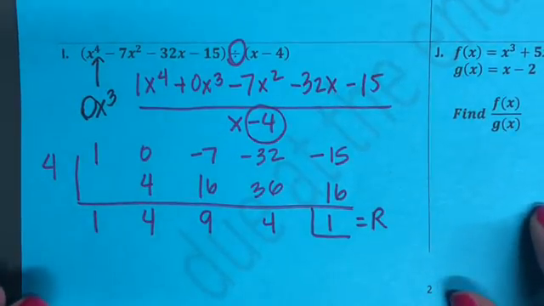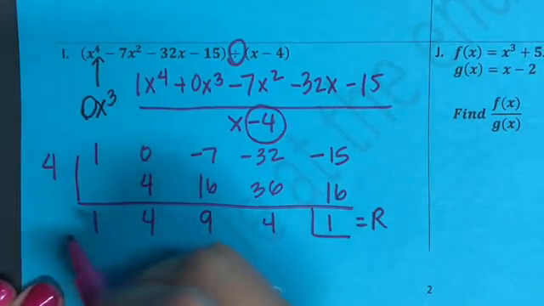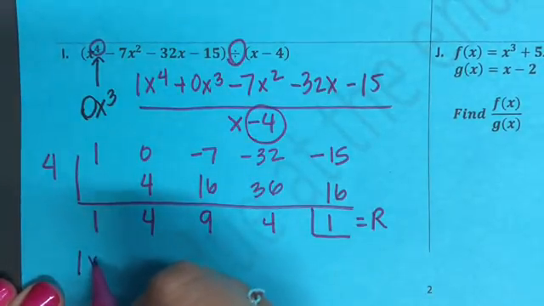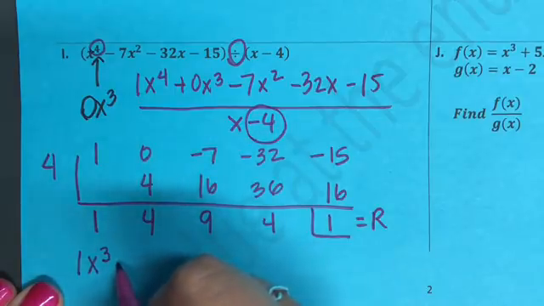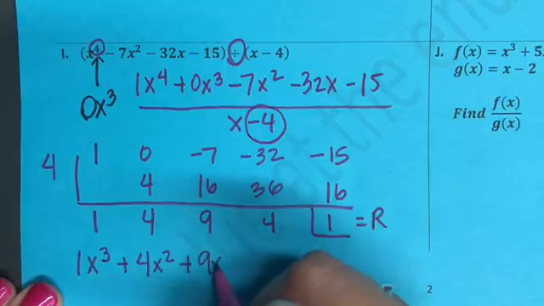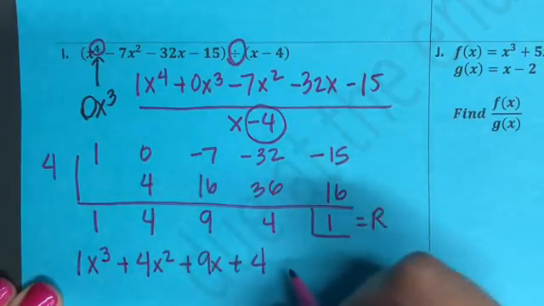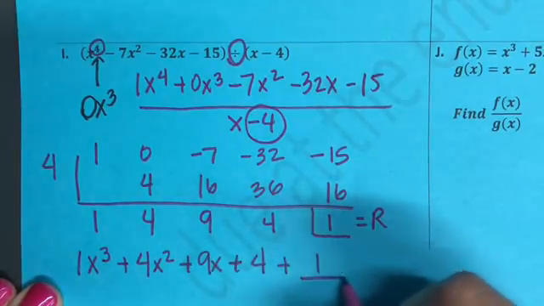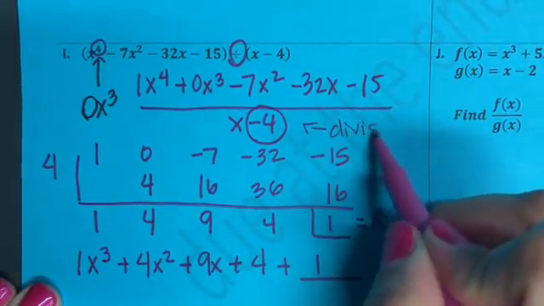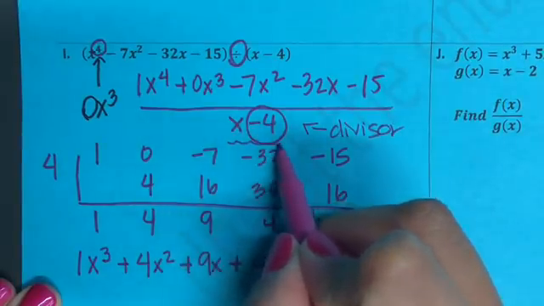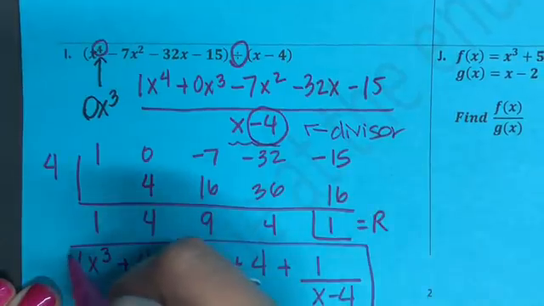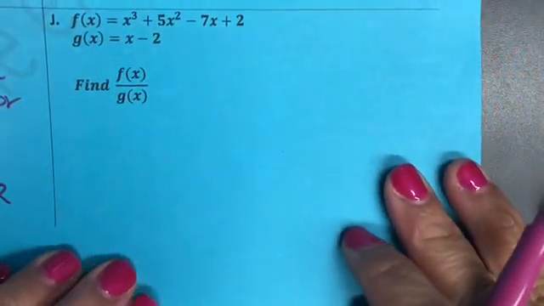So then the way I'm going to write this out, because this started with the fourth power, so now we're going to say 1x to the third plus 4x squared plus 9x plus 4 plus 1 over the divisor, which is all of it, x minus 4. This is our solution. And this is the last one.